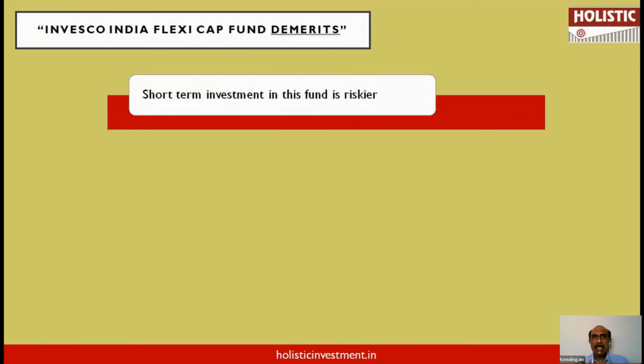This is completely an equity oriented fund. So this fund is not for your short-term investments. If you have got short-term money, then definitely you have to avoid this NFO. If you have got a time frame of 7 years plus, then you can consider this fund. Otherwise, you have to definitely avoid.